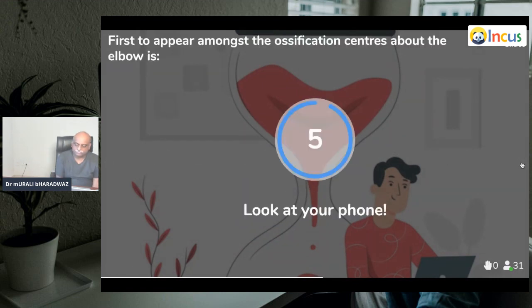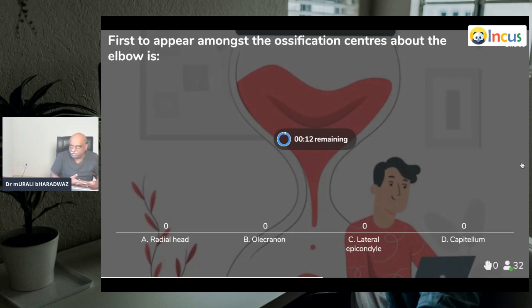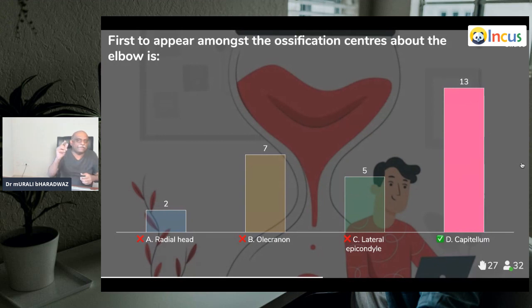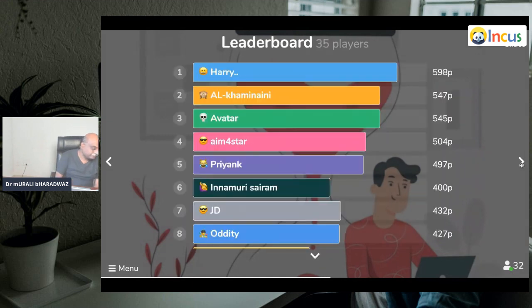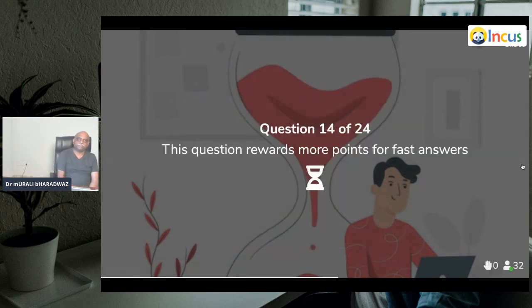Question 13. Which is the ossification center which is first to appear of all these around the elbow? So this is another purely biscuit question. Absolutely. Capitulum is the one. Very good. That keeps Harry and Kamineni racing fast.